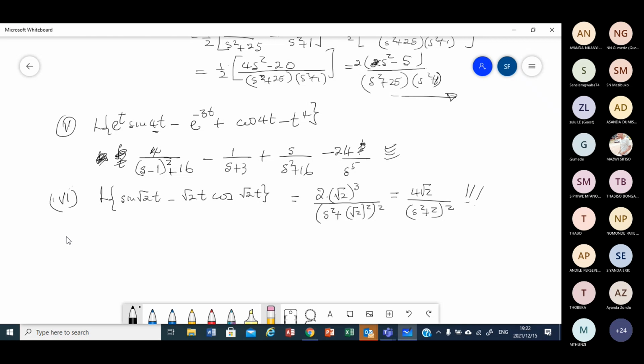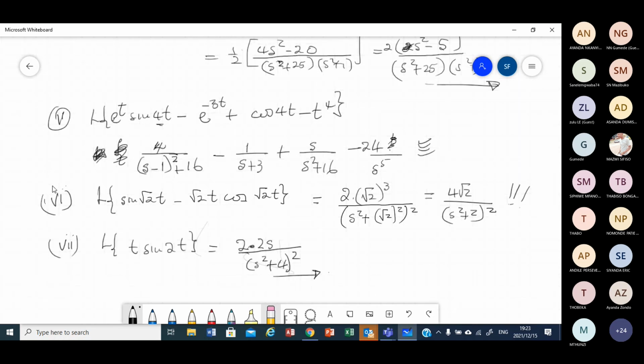Right, the last one. We are just using the table: the Laplace of t sine 2t. We have that, that will be number 14. It says the Laplace of t sine at is 2as over s squared plus a squared, all squared. My a is 2, so it's 4s all over s squared plus 4, all squared. And this is your answer. But don't forget, we can always find these using first principles.